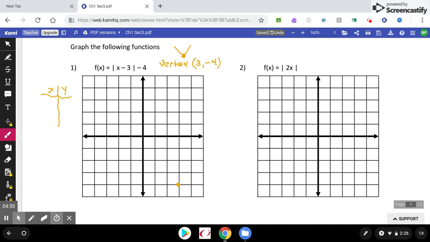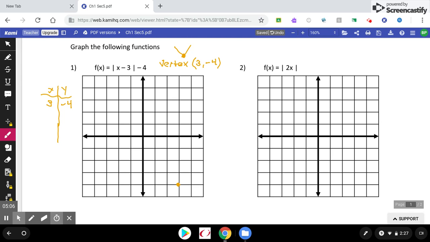An XY chart. And you can use an XY chart for any kind of graph. Doesn't matter. So if you're not sure what the graph's going to look like, you can always plug numbers in to find out what it's going to look like. Now, I like repeating the vertex. We already know this spot, but here's why I like repeating it.